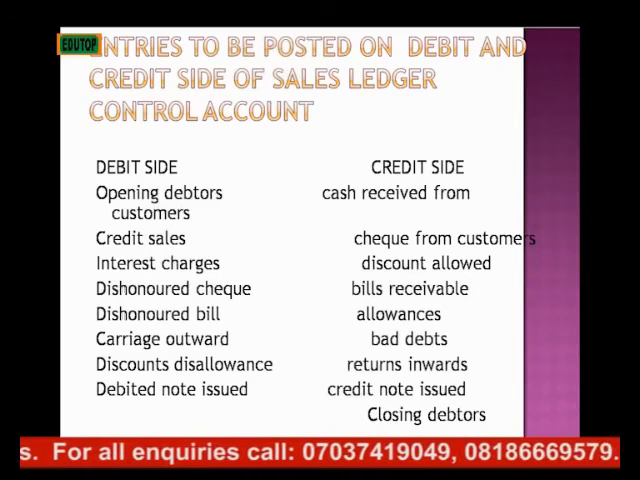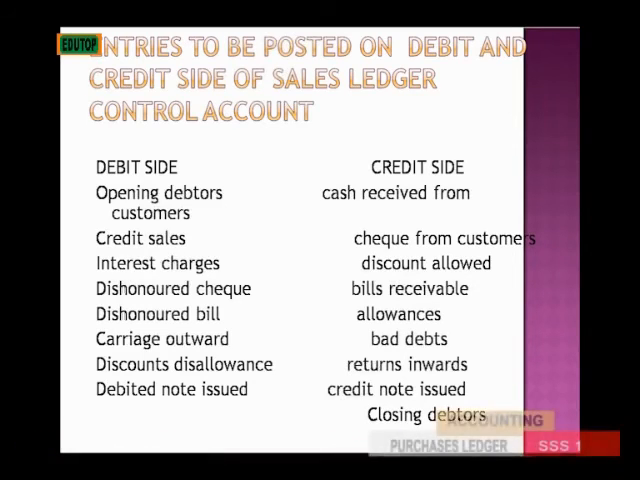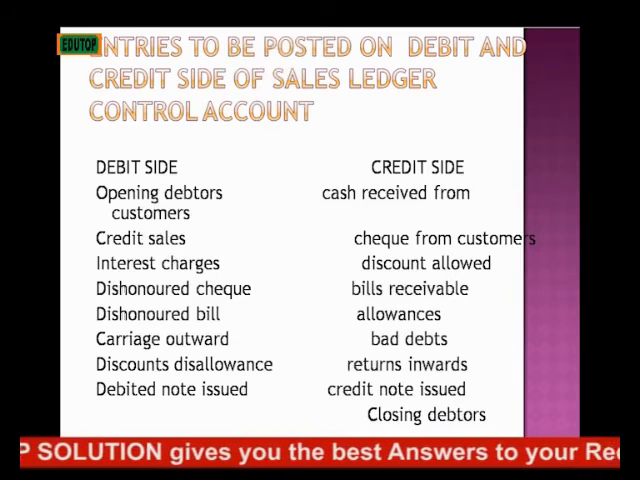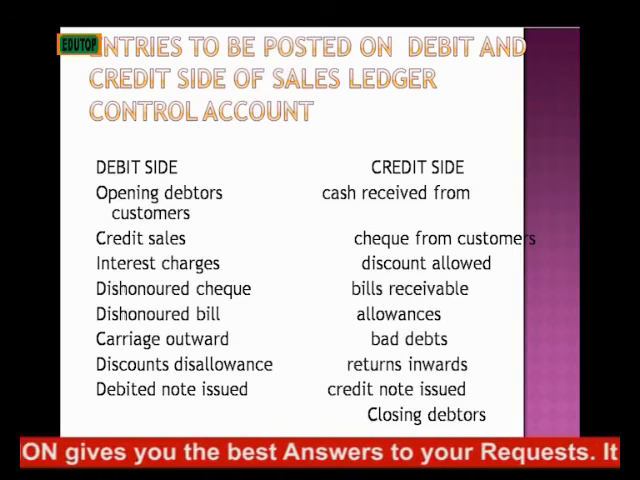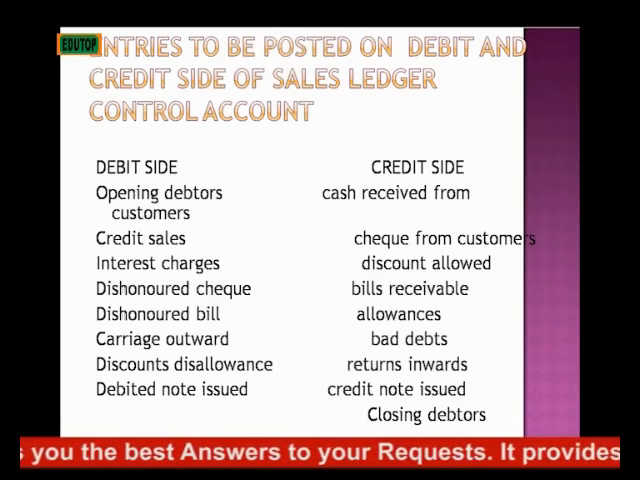Then we have interest charges, which have to be on the debit side. We have a dishonoured cheque. We have a dishonoured bill. We have carriage outward. We have discount disallowed. We have debit note issued.